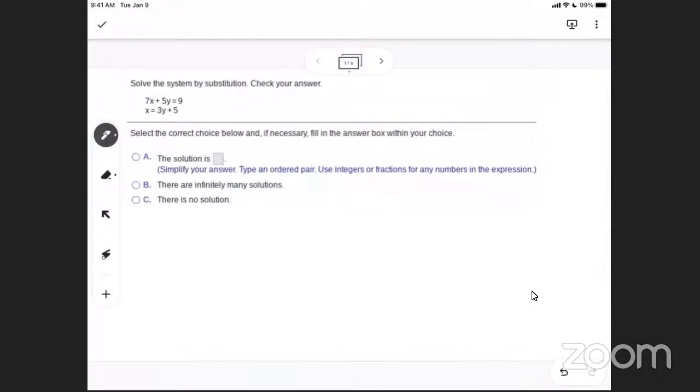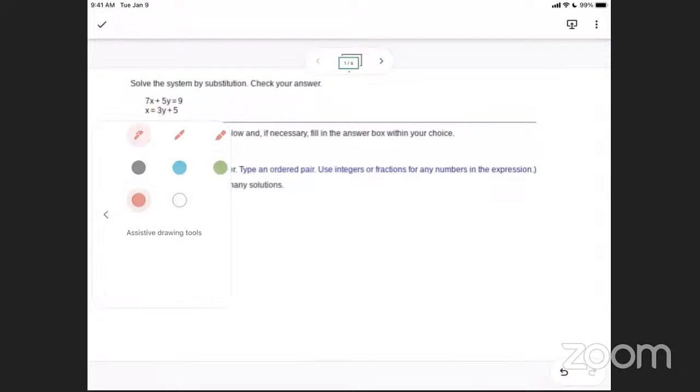Solve the system by substitution. So here's what substitution means. You take one of the equations, solve it for one of the variables, which this is already solved for a variable, right? And then you plug it in to the other one so that you no longer have two equations with two variables. Now you have one equation with one variable.